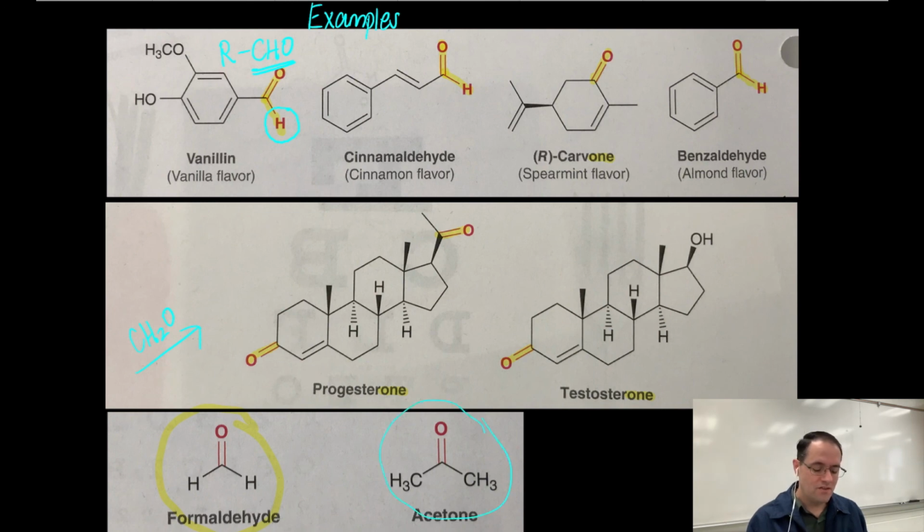Acetone is technically 2-propanone. We rarely ever call it that. Acetone is used for cleaning glassware in the lab, so you might encounter it there. It's nail polish remover, so you might encounter it at the nail salon. It's this very simple ketone. It's the simplest ketone, so you just need to memorize that name, acetone, and memorize formaldehyde.